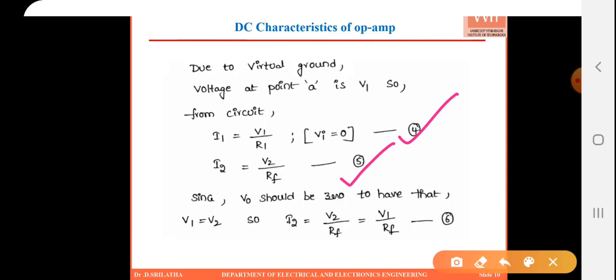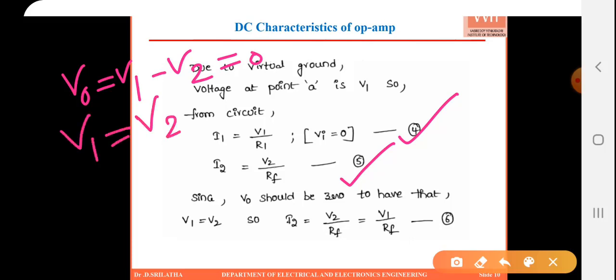We need to make V0 equal to 0. If V0 is equal to 0, it means V1 minus V2 is equal to 0, that is, V1 should be equal to V2. So if you equate those two, V1 equal to V2, then I2 is V2 by RF. Instead of V2, I substitute V1, so I2 is also V1 by RF.